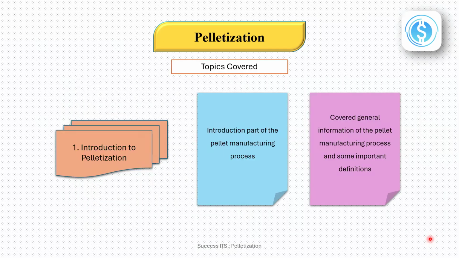In the first session, we will begin by understanding what pelletization is and why it is an important manufacturing process in the pharmaceutical industry. Pelletization is the process of converting fine powder or granules into small, uniform, and spherical particles called pellets. These pellets generally have a smooth surface, good mechanical strength, and excellent flow properties, making them suitable for further processing such as capsule filling and tablet compression.